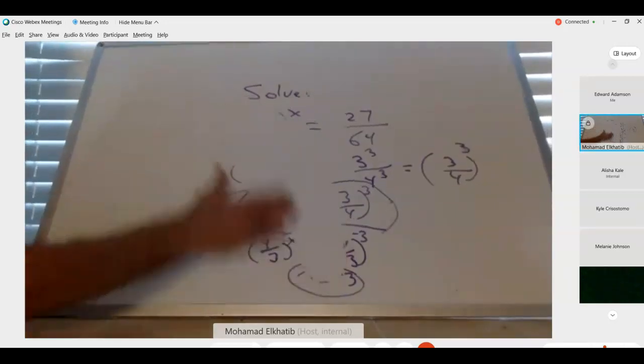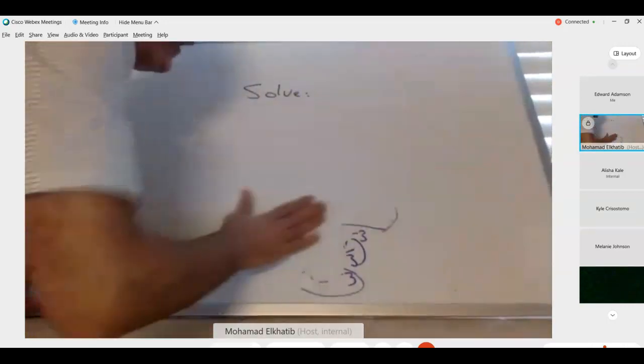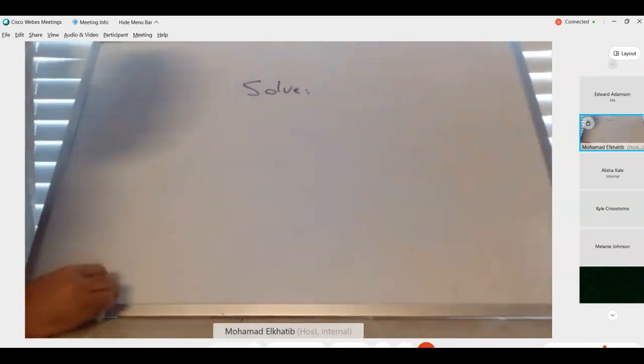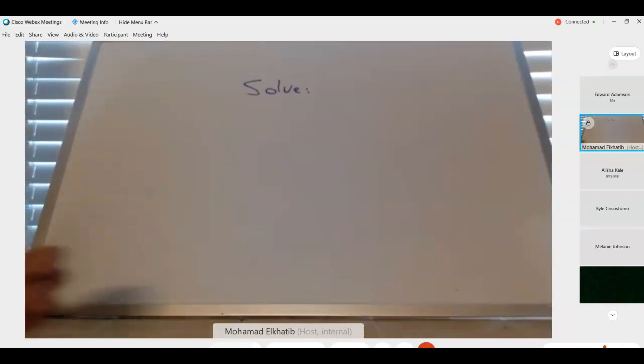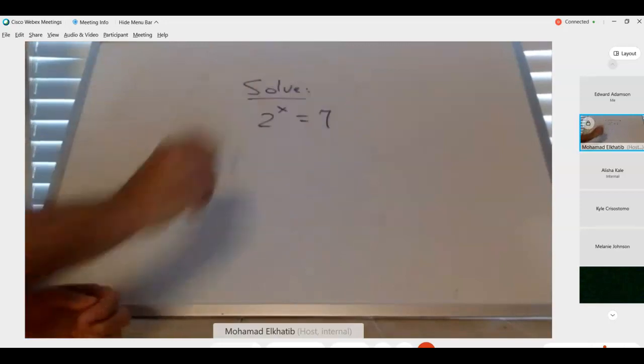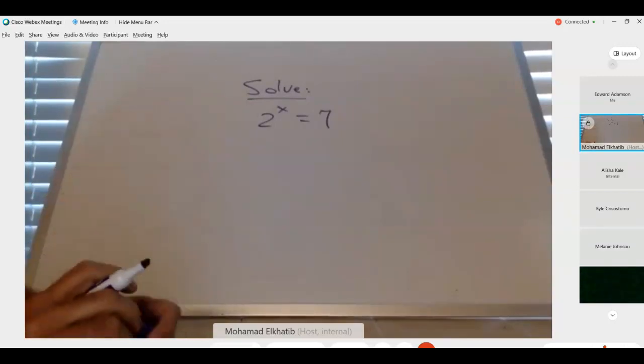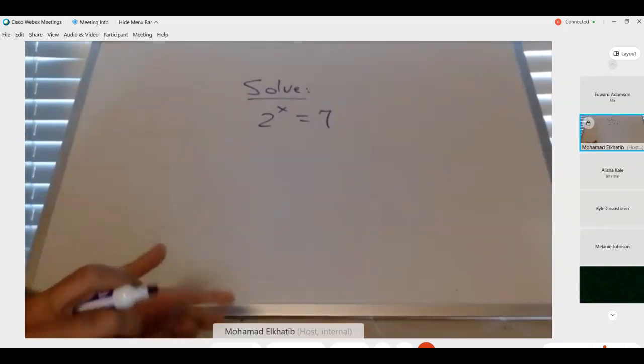Now we're going to go to rule 2 of exponential equations. What if I cannot make the right side 2 to the power? For example, solve 2 to the power x equals 7. Can I write 7 as 2 to the power? No. So let's say x is 1. 2 to the power 1 is 2, is not 7.